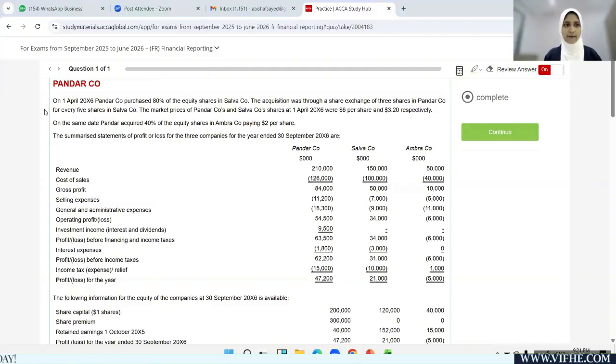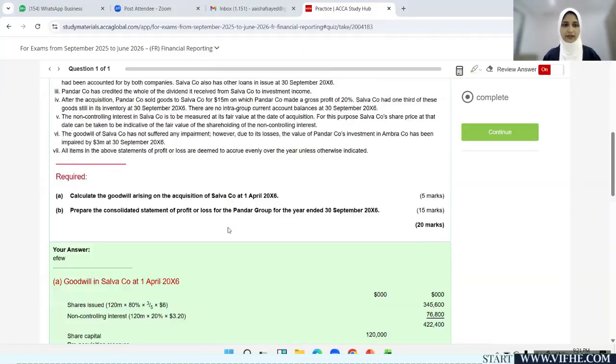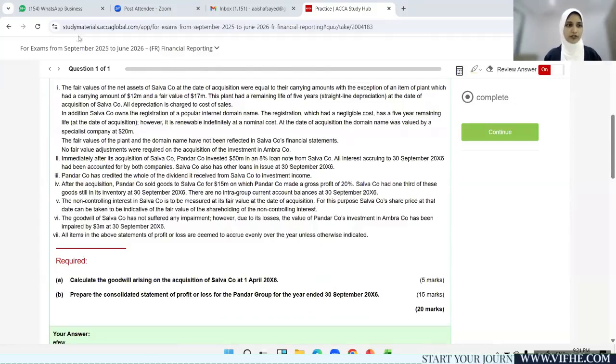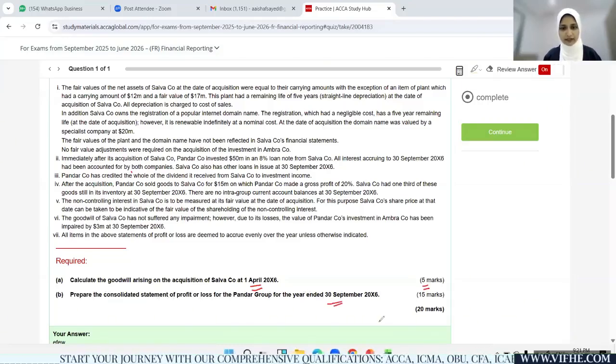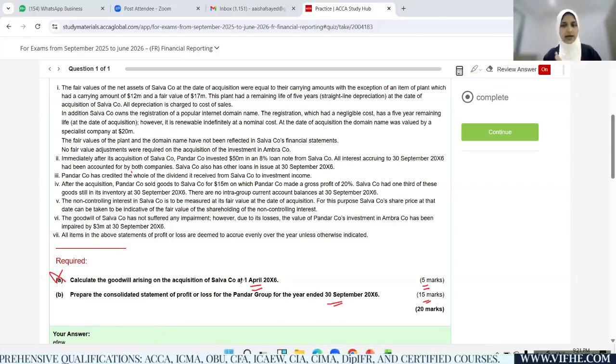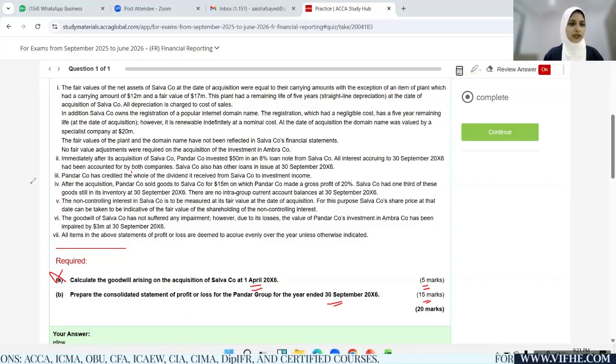I will read the requirement first and then we will go to the background of this question. The first requirement is asking us to calculate the goodwill arising on the acquisition of Salva Company at 1st April 2026, which is worth 5 marks. And the second requirement is asking to prepare the consolidated statement of profit or loss for Pander Group for the year ended 30th September 2026, which is worth 15 marks. We're not going to do the goodwill calculation for today. That's not the agenda for the day because we don't want our focus to be on goodwill right now. Our focus is purely P&L, new format, IFRS 18. So let's get going.